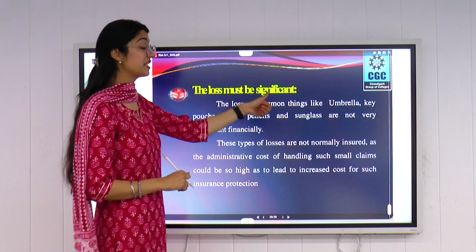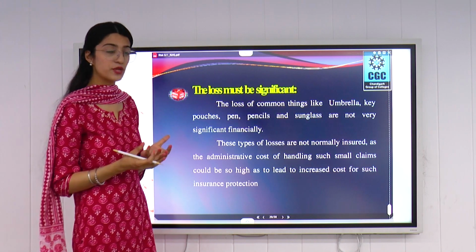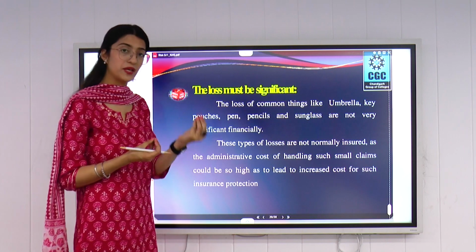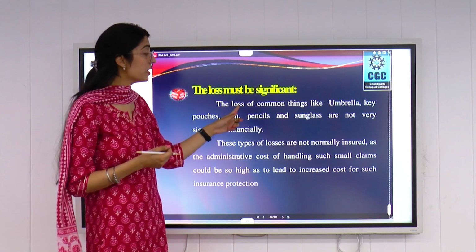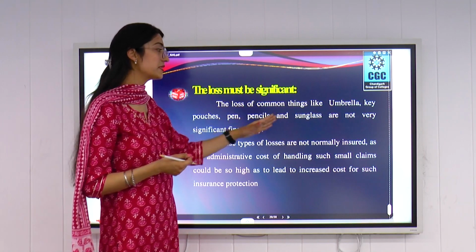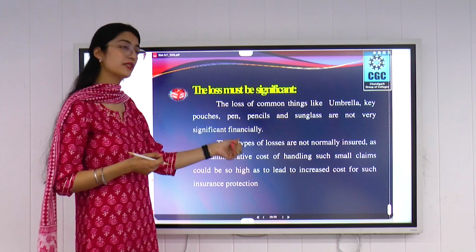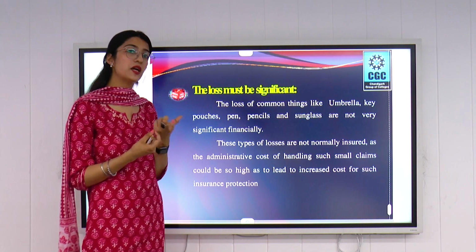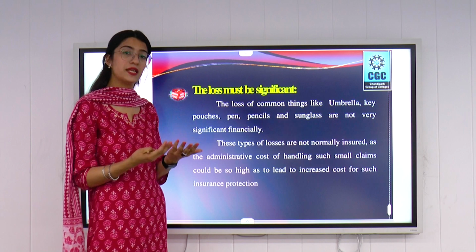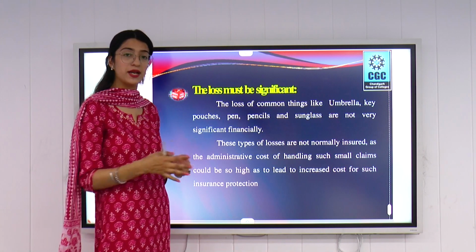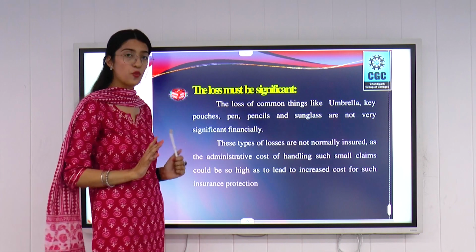The loss must be significant, which means that the amount should be significant enough to make insurance beneficial. The loss of common things like an umbrella, pouches, pen, pencil, sunglasses is not very significant financially. If the amount is significant, meaning valuable, then only you should take the insurance, or the company will provide it. Otherwise the company will not provide insurance for that.